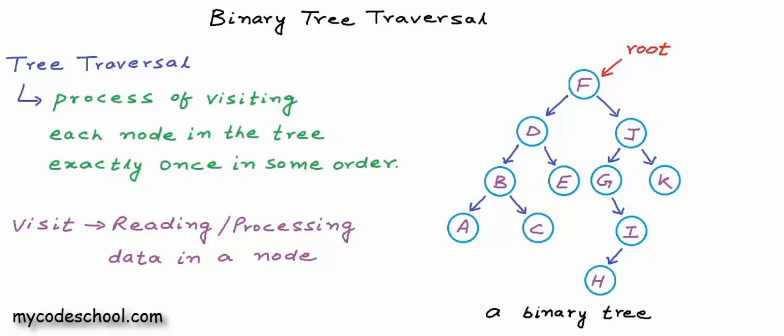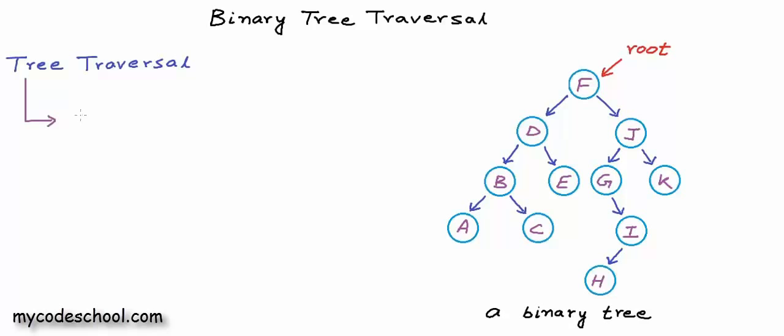Based on the order in which nodes are visited, tree traversal algorithms can broadly be classified into two categories. We can either go breadth first or we can go depth first. Breadth first traversal and depth first traversal are general techniques to traverse or search a graph.